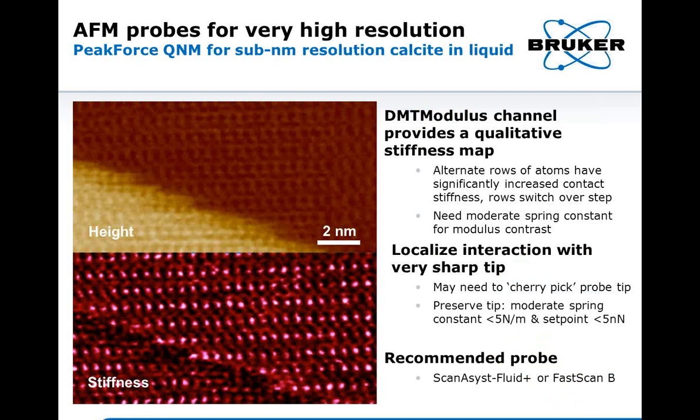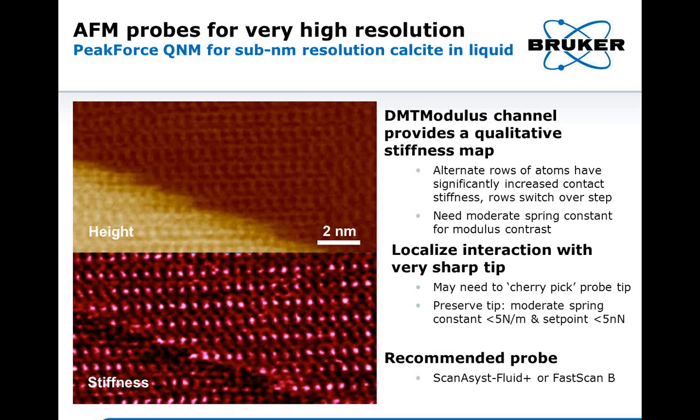PeakForce tapping can also be used for high-resolution imaging in liquid. In this case, we are looking at two channels of data. The first is the topographical data, and the second is a map of the sample stiffness. DMT Modulus is a Nanoscope data channel that allows researchers to interrogate surface mechanical properties, a full description of which is outside the scope of this presentation. But what is important here is to be able to measure the relative stiffness of the material, in this case calcite, with PeakForce tapping in fluid.